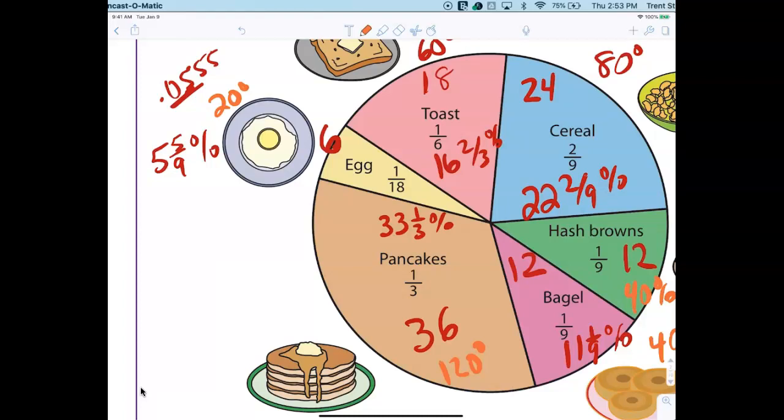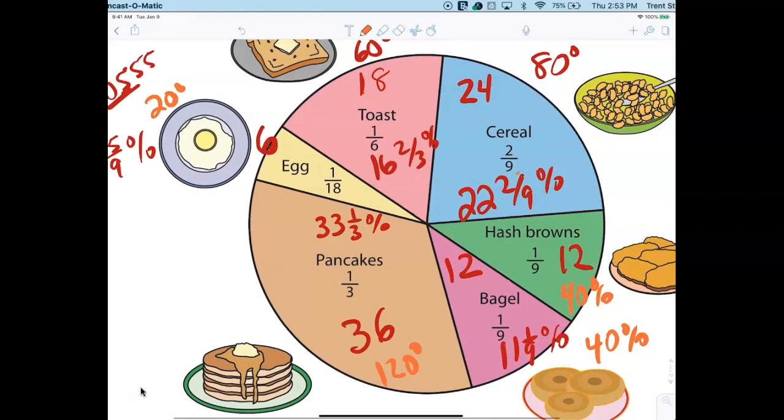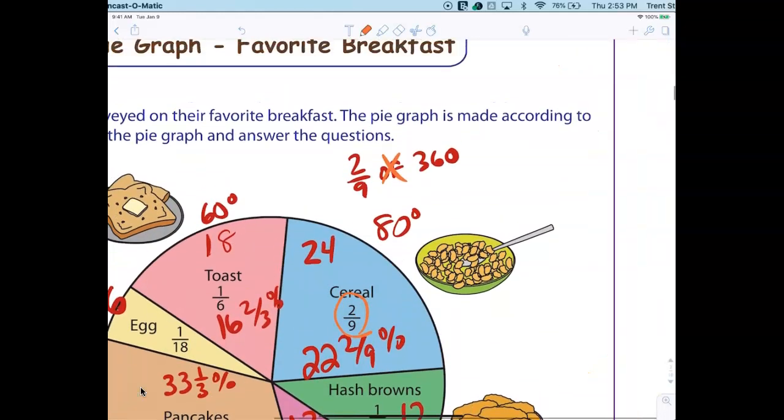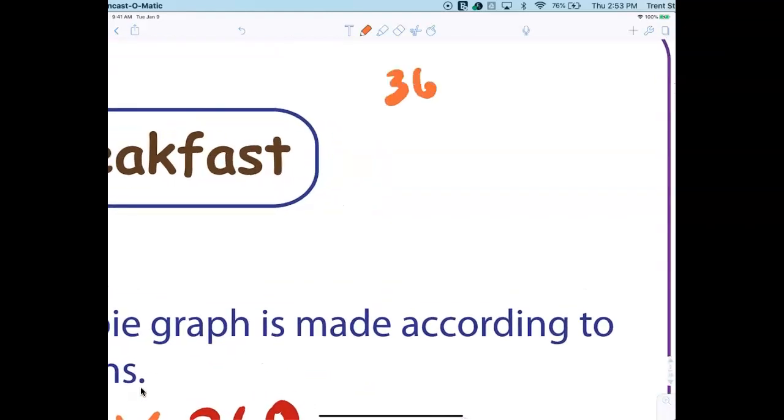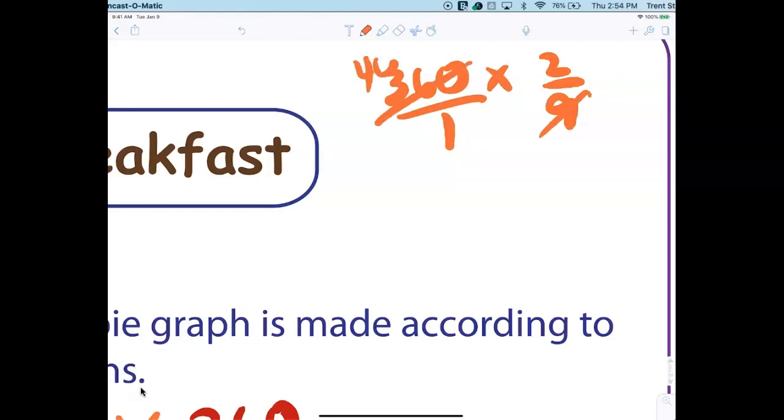Now look, remember, of in math always means what? Multiply, right? So notice 2/9. You have to go 360 divided by 9 and then times 2. Or you can do 360 times 2/9. Am I making sense? All right, let me show you up here. 360 times 2/9, right? So 9 goes into 360 40 times. And then 40 times 2 is 80.